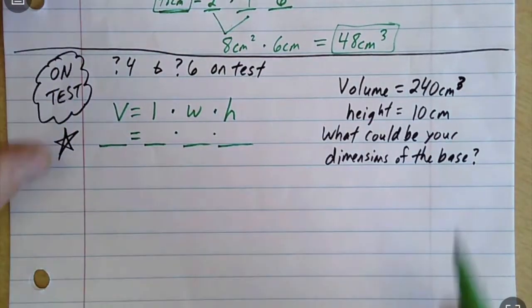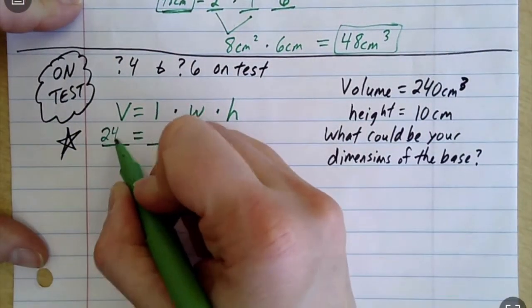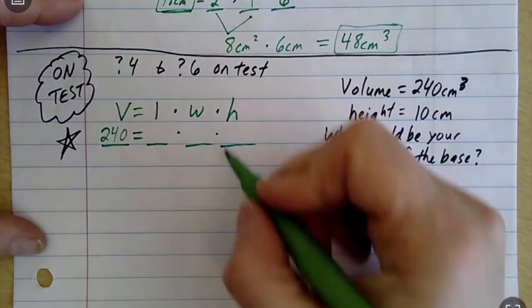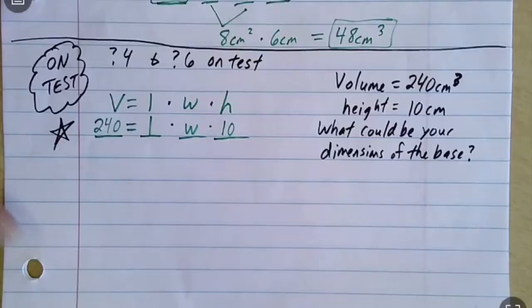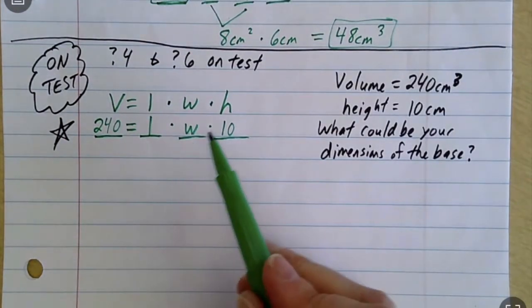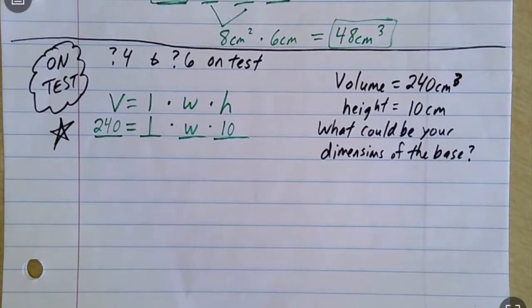We actually know our volume is 240. So we can fill that in here. We know our height is 10. So we still don't know the length or width, so we can still fill those in with variables. So we know something times 10 is going to give us 240.